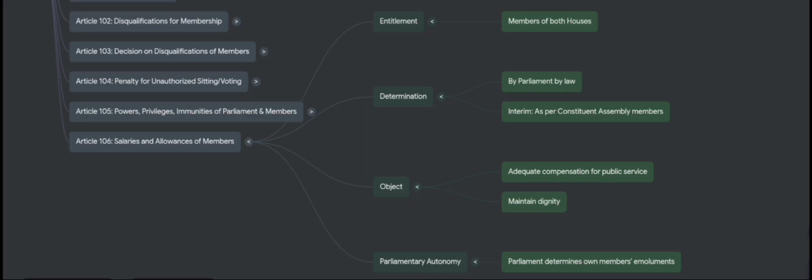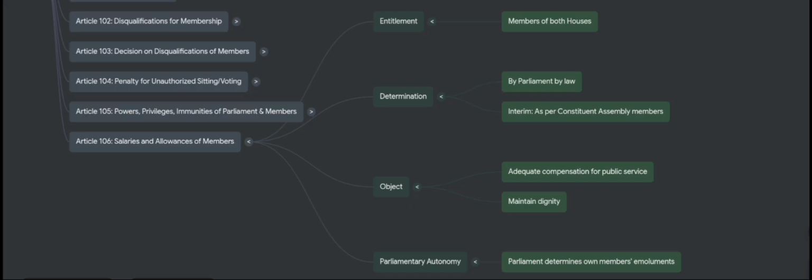The constitutional intent behind Article 106 is sound: to provide adequate remuneration so members can discharge their duties effectively, maintain the dignity associated with their office, and importantly, not be vulnerable to undue influence or corruption due to financial hardship. However, achieving the right balance between ensuring fair compensation for demanding public service, maintaining parliamentary independence, and ensuring public accountability and transparency is a delicate act. It's a tension that is constantly negotiated in the public sphere.